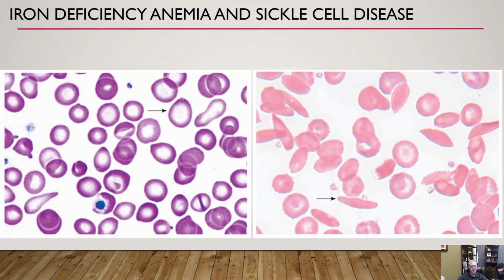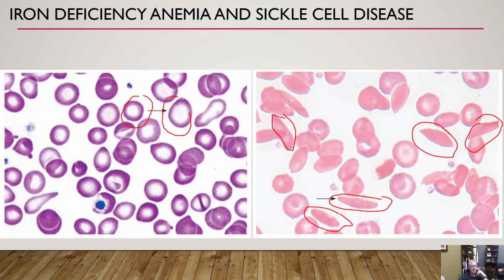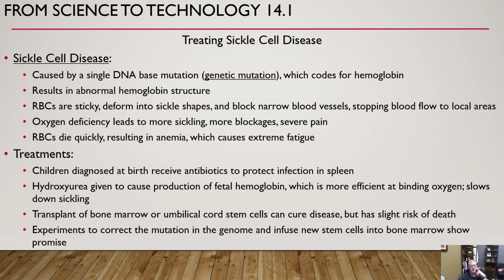So sickle cell anemia, here you can see some normal red blood cells. They're nice and puffy. But here you can see the sickle cells. They're not nice and puffy. And we'll talk a little bit about it now. So sickle cell disease, remember, is a genetic mutation which is going to code for hemoglobin. It's going to alter that hemoglobin structure, and those red blood cells basically form into sickle shapes.